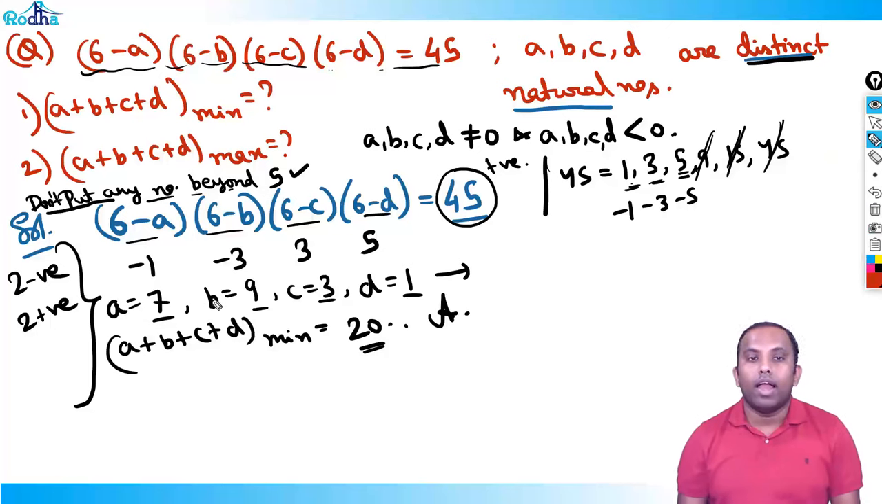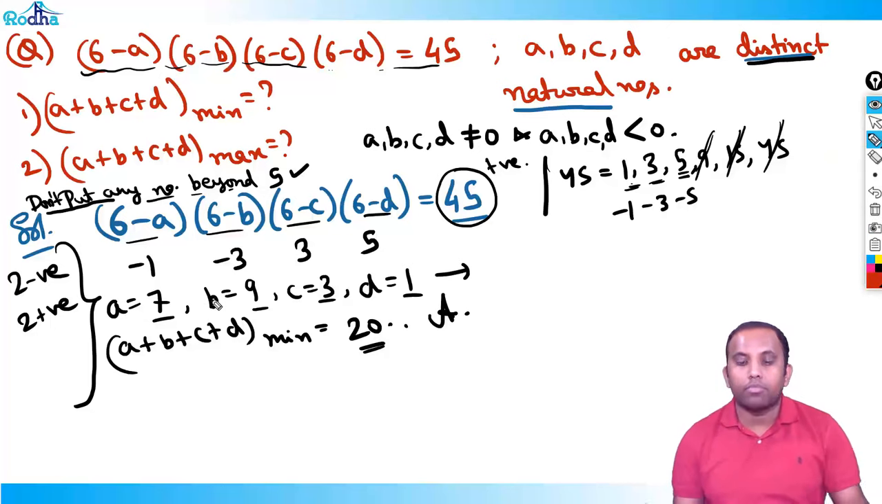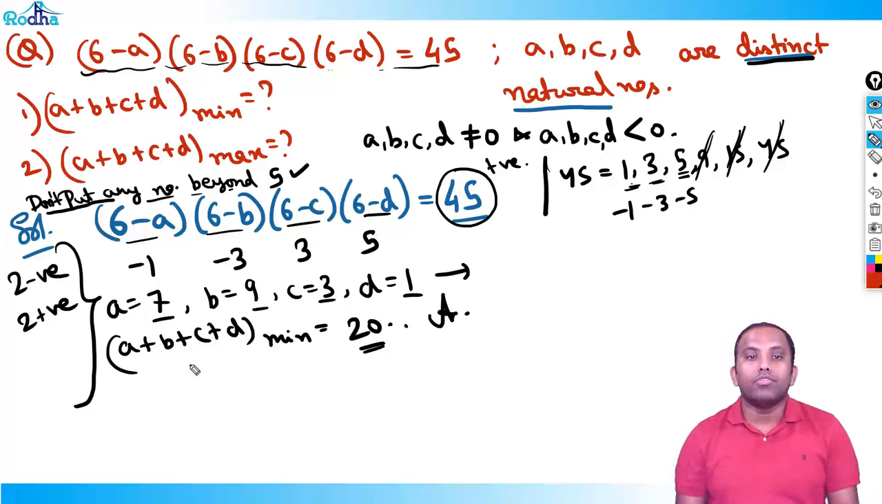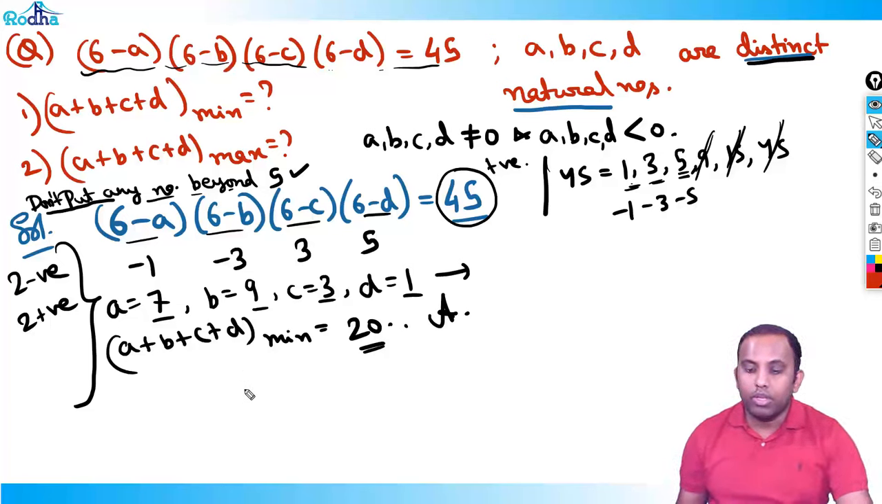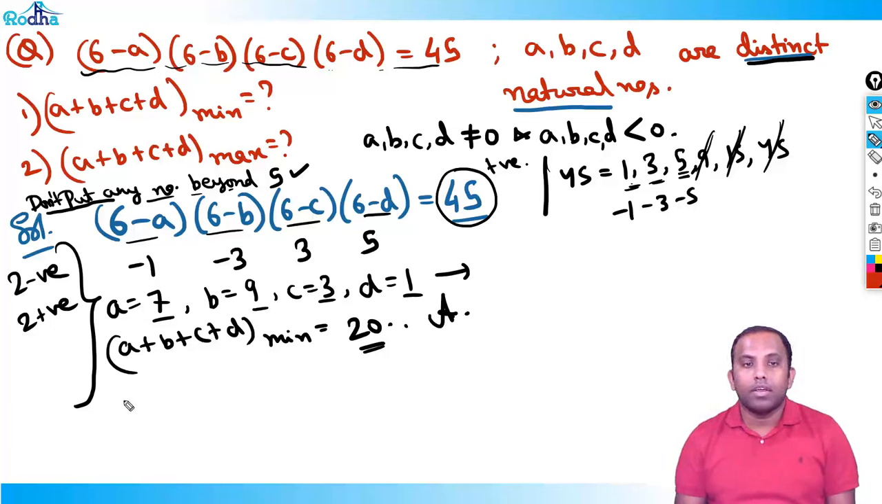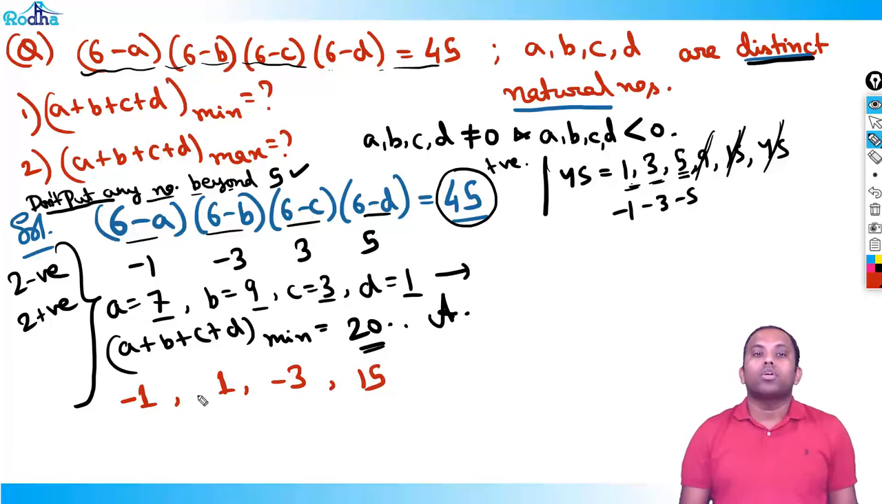For maximum value, I'll keep the numbers as far as possible, right? So you have to take 2 negative values and 2 positive values. Suppose one number I take as -1, another number I take as 1, another as -3. So the result now is 3. And the other number I can take as 15 to get the numbers as far as possible, right?